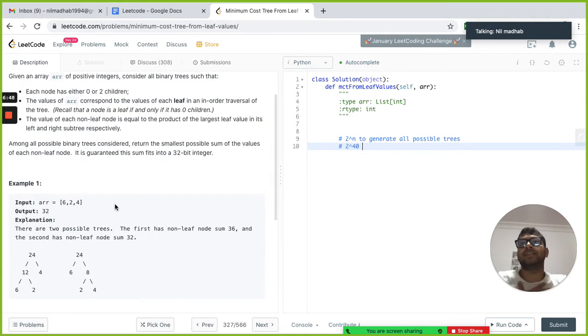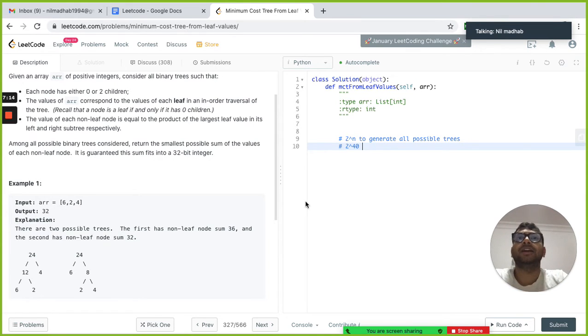What do you guys have any other approach? How would you solve it? Like I can't think of anything. Maybe we don't need to generate the tree. Maybe we can do it in some other way, you know. But how would you do it?